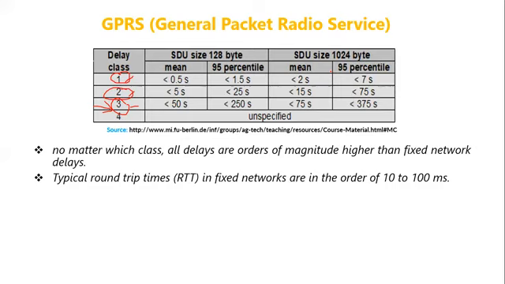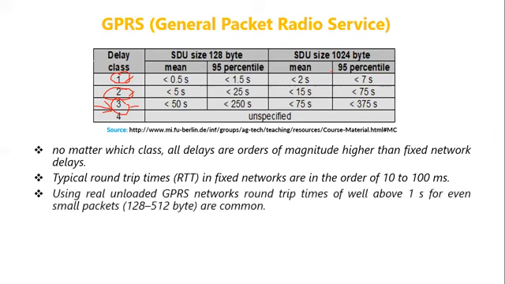This important characteristic has to be taken into account when implementing higher layer protocols like TCP on top of GPRS. Typically the round trip time in fixed networks is on the order of 10 to 100 milliseconds. Using GPRS networks, round trip times will be above 1 second.